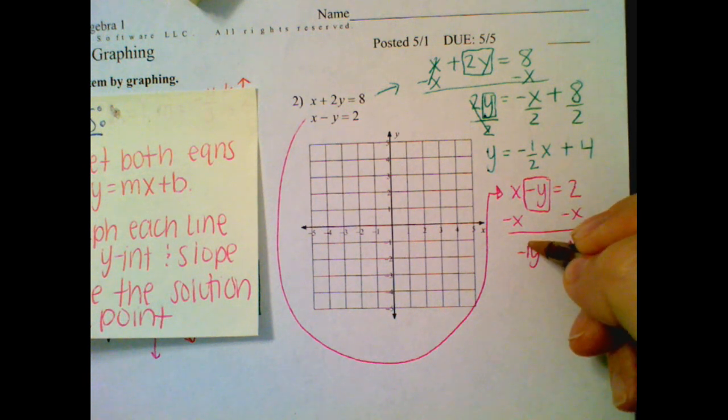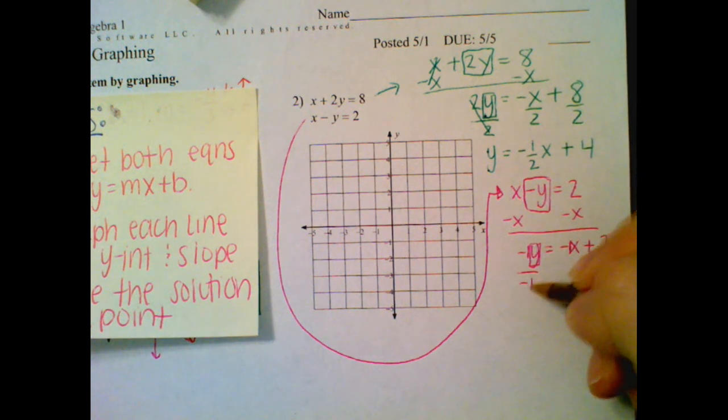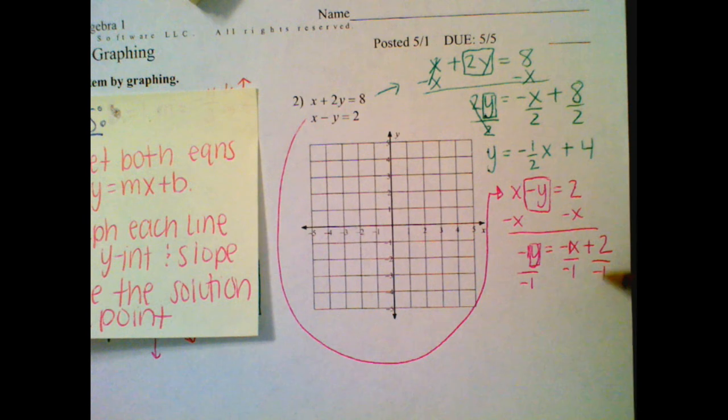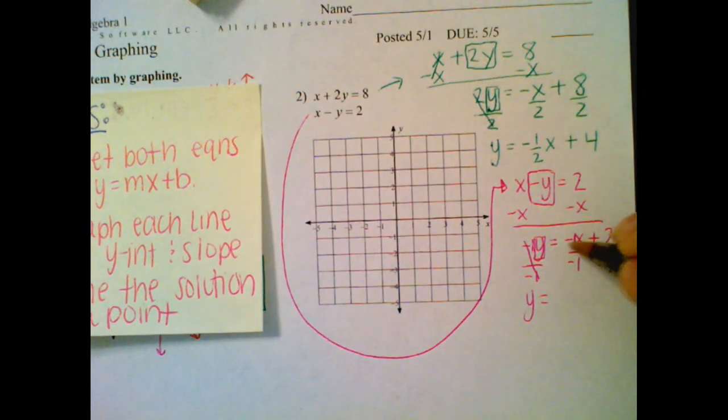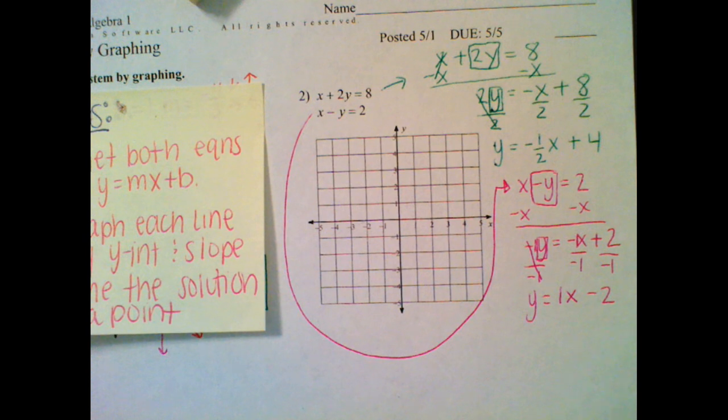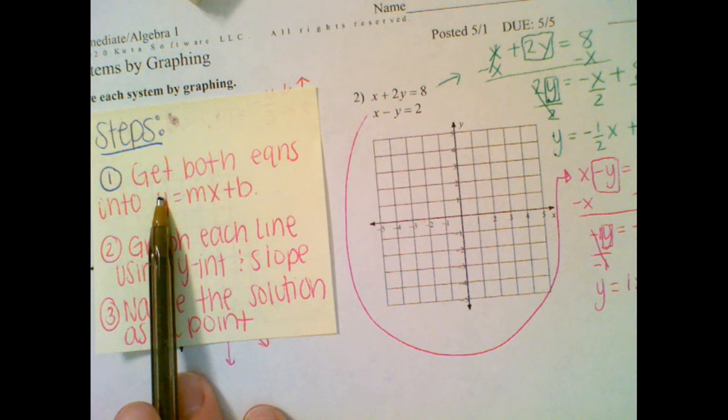So I still have to get the y by itself. So I need to divide each part by negative 1. Then I can cancel those so I get y by itself. Negative 1 divided by negative 1 is just 1x. Positive 2 divided by negative 1 is negative 2. So now I have my green equation that looks like y equals mx plus b, and my pink equation that looks like y equals mx plus b. So step 1 is done.